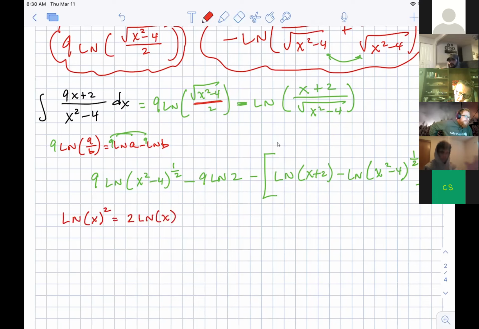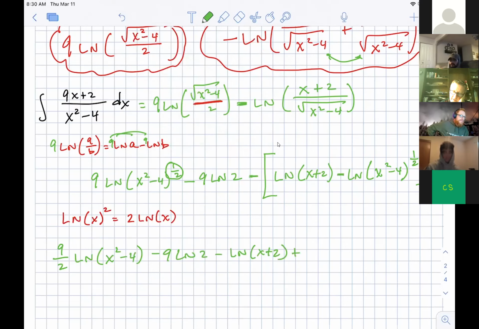And that's also why I wrote this with 1/2 there. So that means this 1/2 can actually come down front. So you have 9/2 natural log of x squared minus 4. You have minus 9 natural log of 2. You have minus natural log of x plus 2. And then notice it's minus a minus, so that actually becomes a plus. And the 1/2 comes down front, so it's plus 1/2 natural log of x squared minus 4.